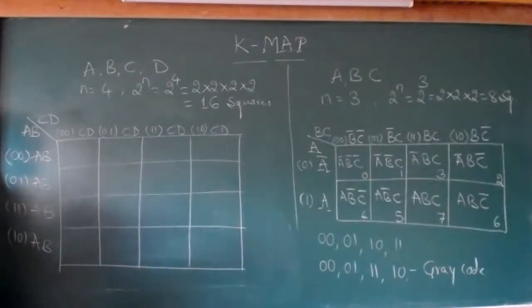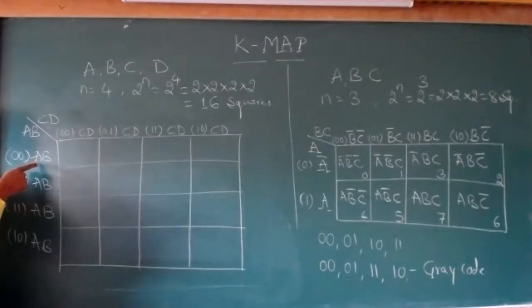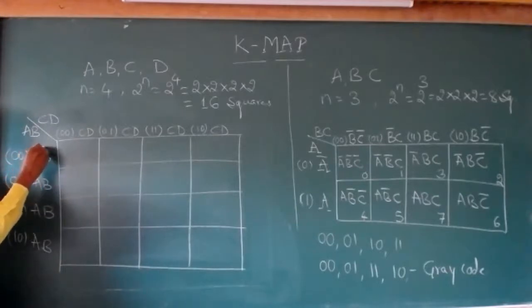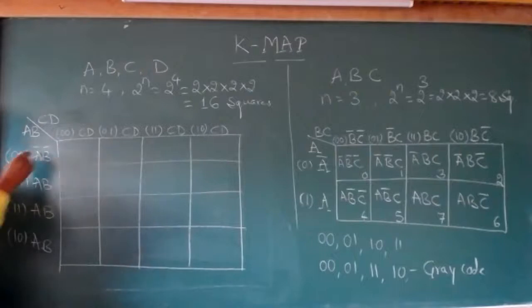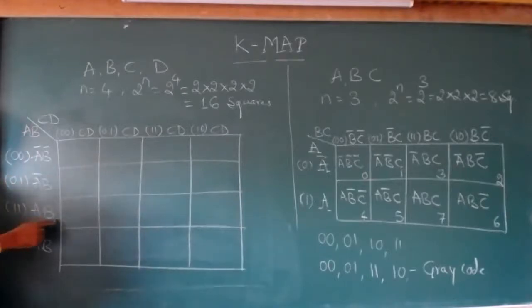Then, according to the Gray code values, you can mark the variables as complemented or normal. We are in the SOP method, so if the value of a variable is 0, it is complemented. In the first case, 0, 0 for A, B, so both are complemented: A complement, B complement. In the same way, for 0, 1, the first variable is 0, so A is complemented. Then 1, 1, no need to complement. Last one, 1, 0, the second value is 0, so B will be complemented.